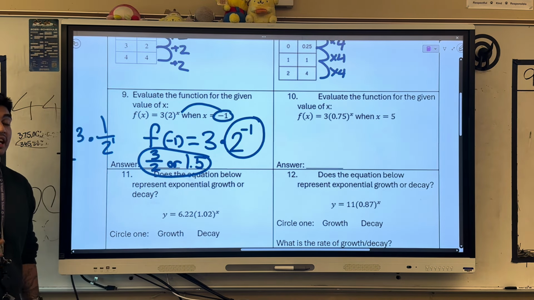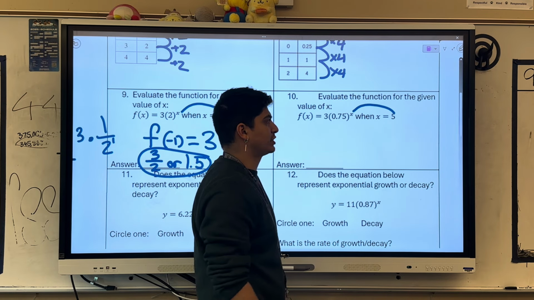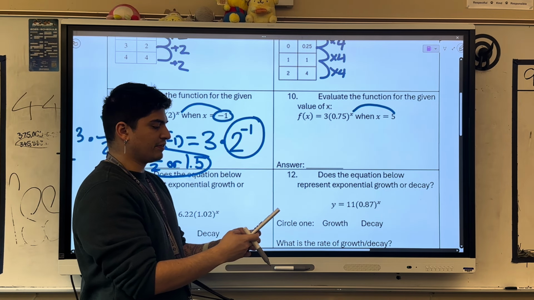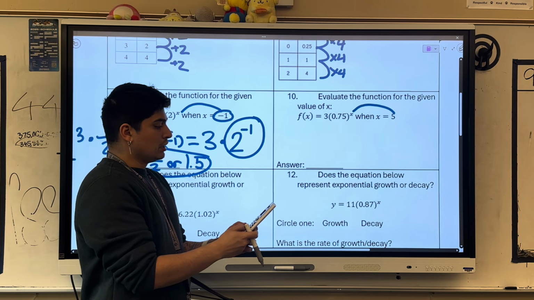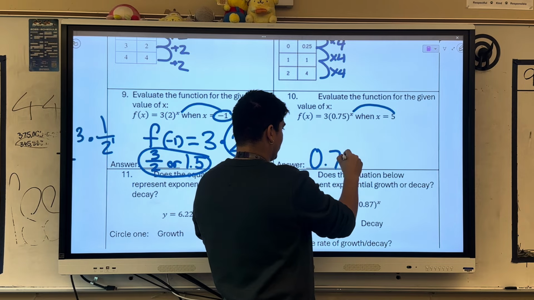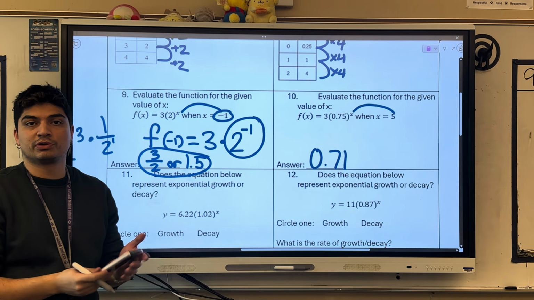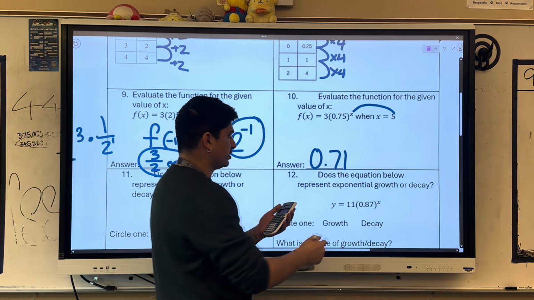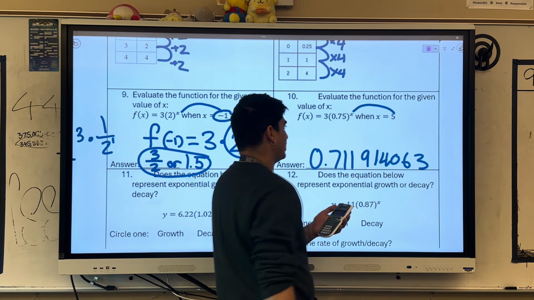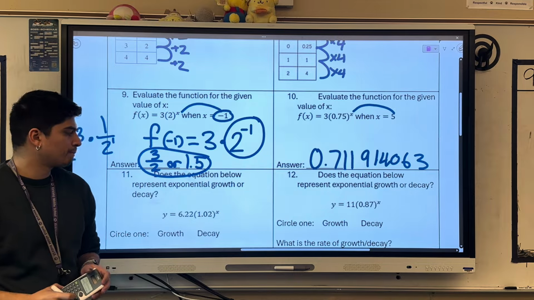So again, really think about what that negative exponent does. On this one, that 5 is just going to be placed right there, and then you execute. So in this case, I have 0.75 to the power of 5 times 3, which ends up giving me 0.71, and I'm just going to round to the nearest hundredth. Yeah, that should be good. It's 0.071. If you want to keep going, you could go 1914063. Because again, all I'm doing is 0.75 to the power of 5 times 3.